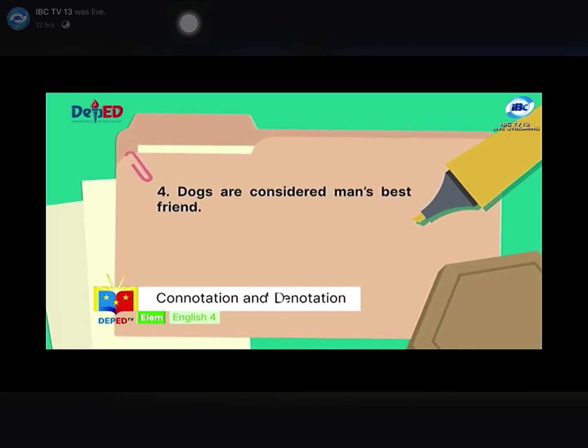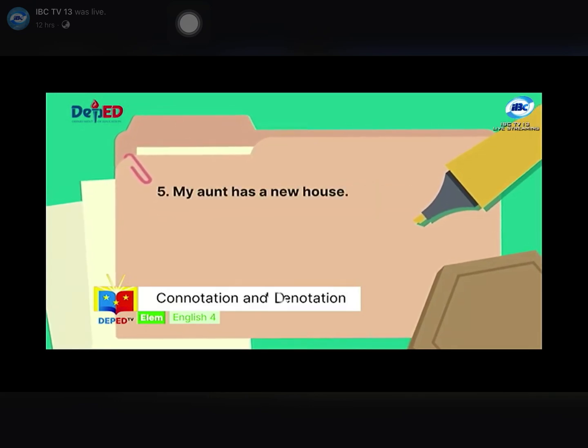Item number 4. Dogs are considered man's best friend. Connotation or denotation? And for the last sentence, my aunt has a new house. Think hard, children. I know you can come up with the correct answer.